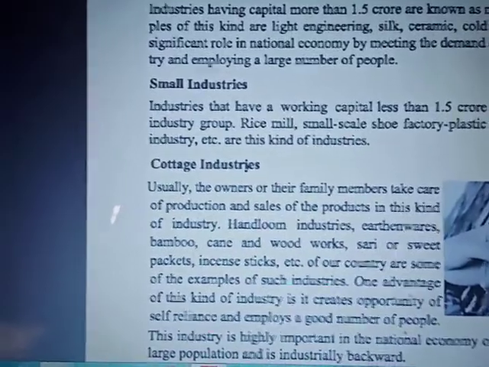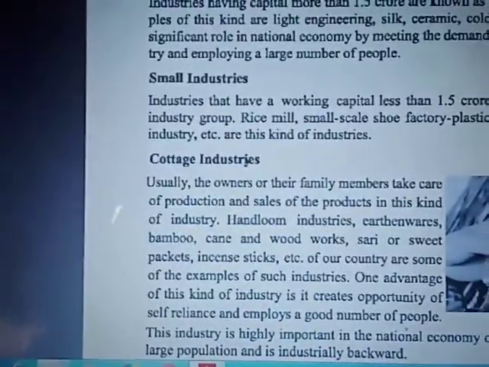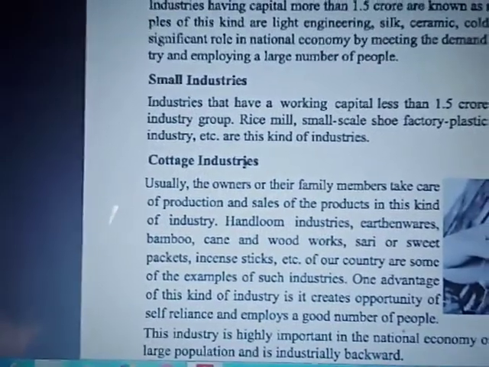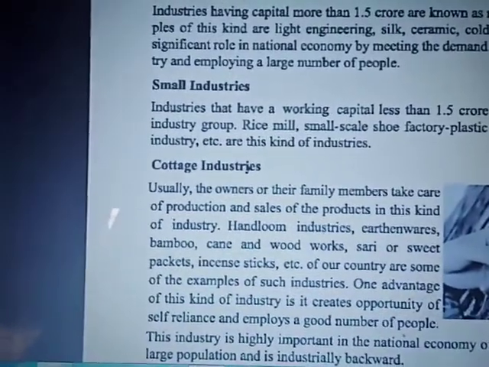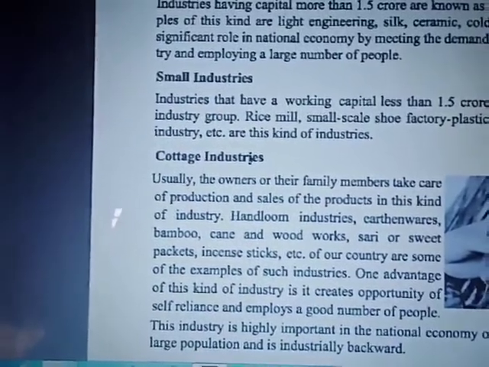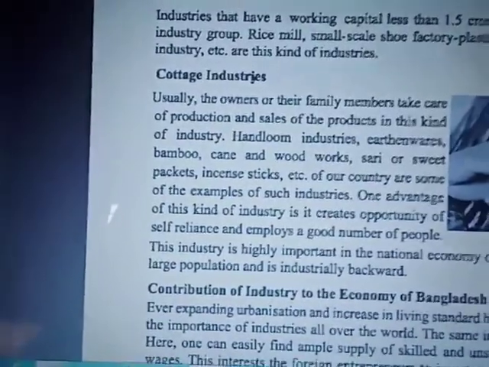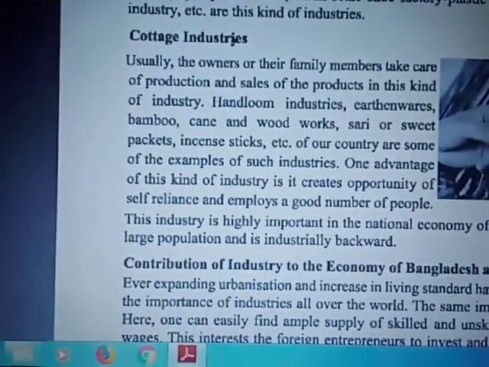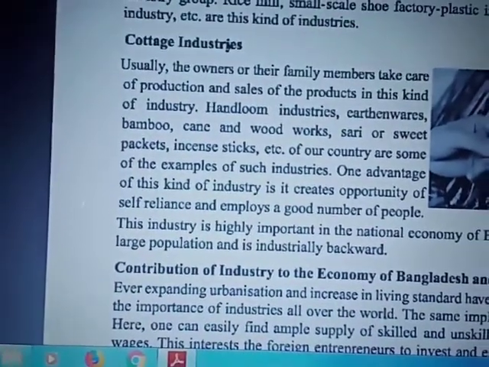Cottage industry: usually the owners or their family members take care of production and sales of the products in this kind of industry. Handloom industries, earthenware, bamboo, cane, woodworks, sari or sweet packets, incense sticks of our country are some examples of such industry. Benarasi Polli is situated in Mirpur 10. One advantage of this kind of industry is it creates opportunity of self-reliance and employs a good number of people.